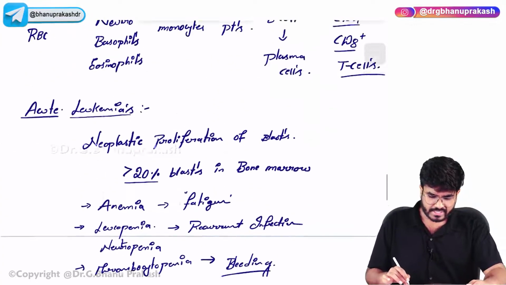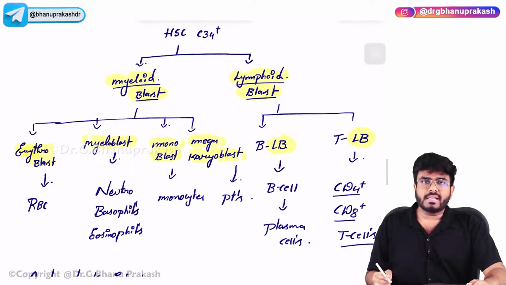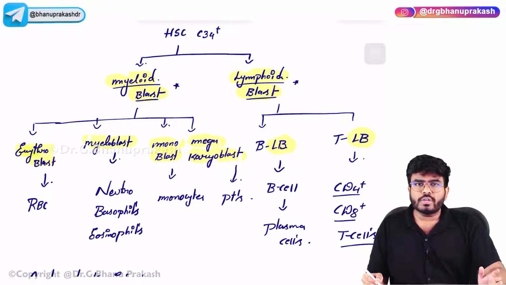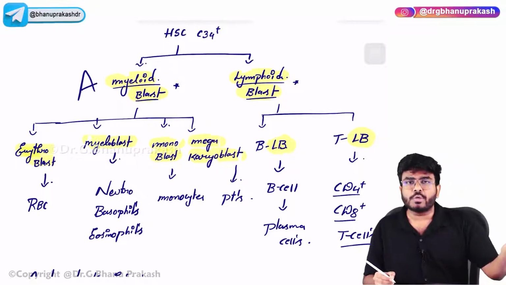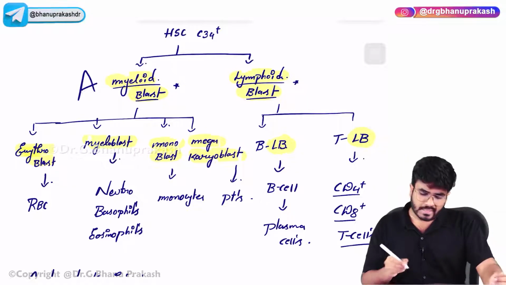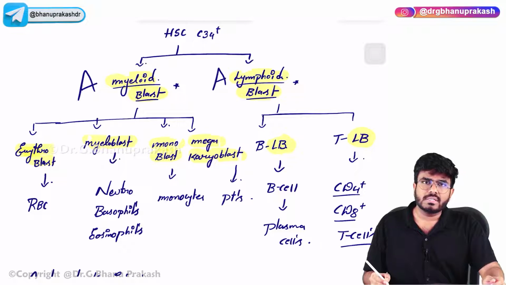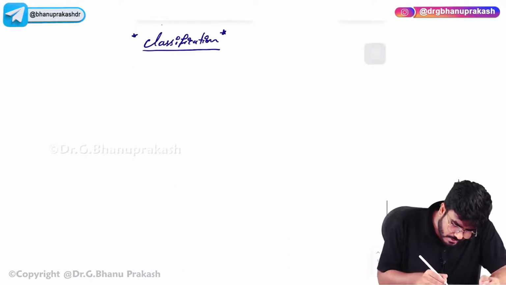Now, just look at this image and tell me, how many types of blasts are there? There are two types of blasts: myeloid blast and lymphoid blast. So acute leukemias are divided into acute myeloid leukemias or acute myelogenous leukemias, and acute lymphoid leukemias or lymphoblastic leukemias. So there are two types of acute leukemias.